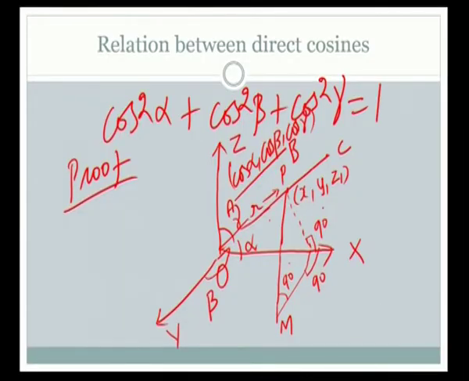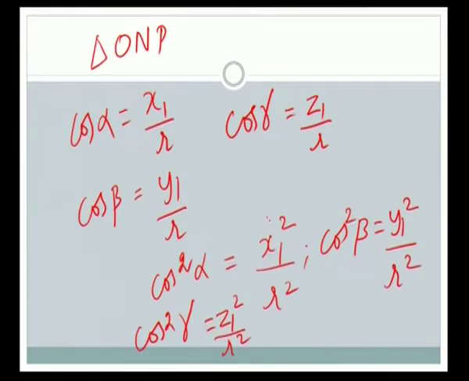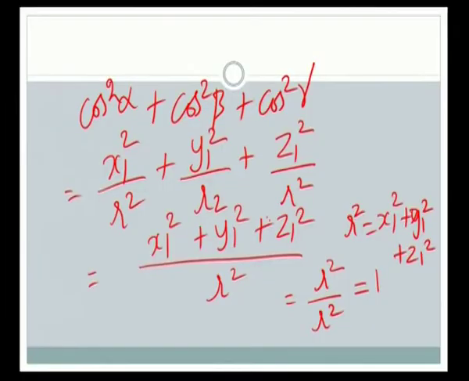So in this proof, what we learnt is that we assumed a line parallel to the line, then we assumed a point on that line, then we took a triangle OPN. In the triangle, cos alpha is equal to x1 by r, cos beta is equal to y1 by r, cos gamma is equal to z1 by r, and cos square alpha plus cos square beta plus cos square gamma is equal to 1. This is how the relation between direction cosines can be proved.